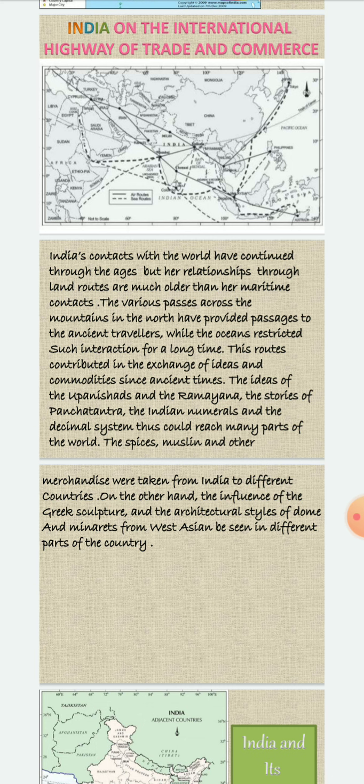for ancient travelers, and the ideas of the Upanishads, the Ramayana, the stories of Panchatantra, the Indian number system and the decimal number system were supposed to reach many parts of the world through this. And India is rich in spices; the spices, the muslin and other merchandise were taken from India to different countries.